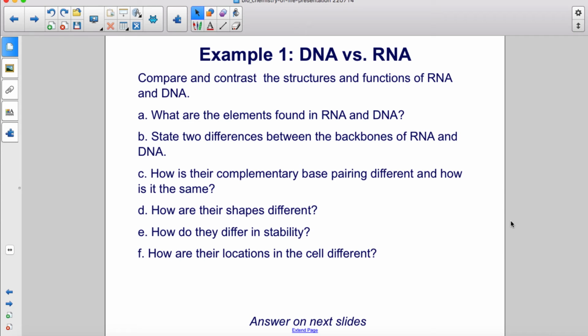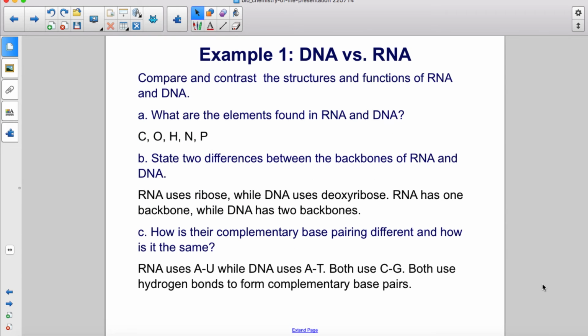Compare and contrast the structures and functions of RNA and DNA. What are the elements found in RNA and DNA? State two differences between the backbones of RNA and DNA. How is their complementary base pairing different and how is it the same? How are their shapes different? How do they differ in stability? How are their locations in the cell different?